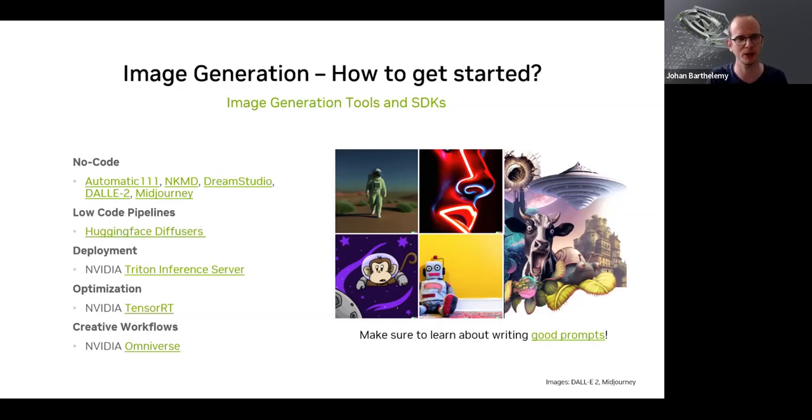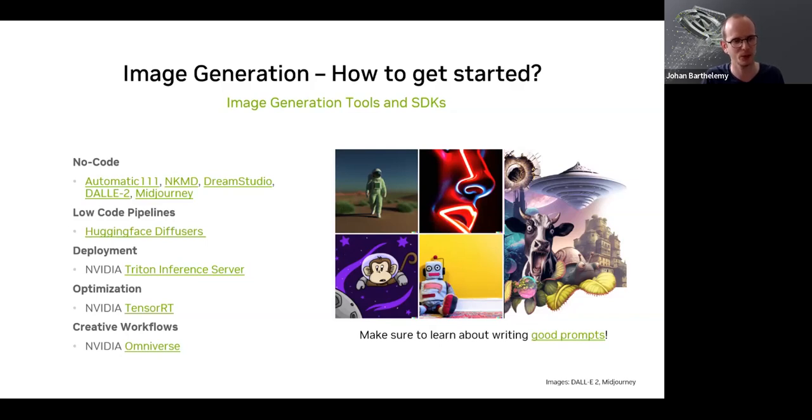So many ways to get started with no code solution. You can even download some of the software like Automatic 111 on your desktop and start playing with it. If you want a bit more control and start building your own models, you've got low-code pipelines. And for that, you have the Hugging Face diffuser, very easy to use again. A lot of tutorials to show you how to download and run the model and also how to retrain it to adapt it to your needs.